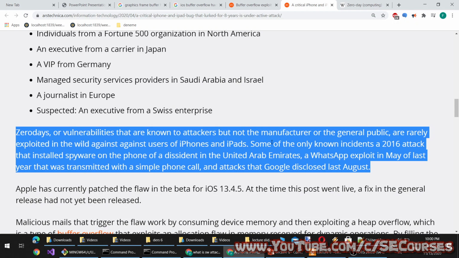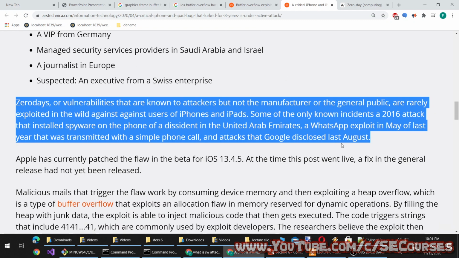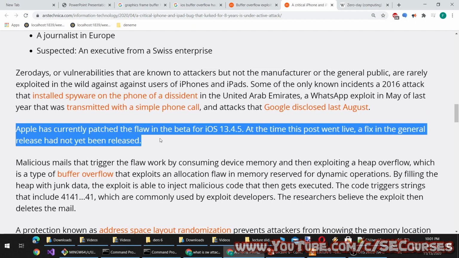Zero-days are vulnerabilities that are known to attackers but not the manufacturer or the general public, and they are rarely exploited in the wild against users of iPhones and iPads. Some of the only known incidents: a 2016 attack that installed spyware on the phone of a dissident in the United Arab Emirates, a WhatsApp exploit in May of last year that was transmitted with a simple phone call, and attacks that Google disclosed last August.